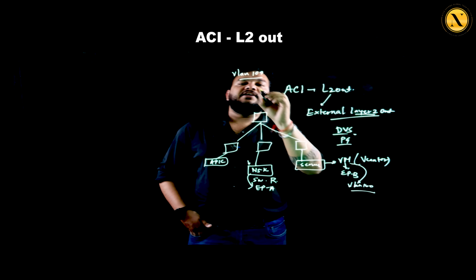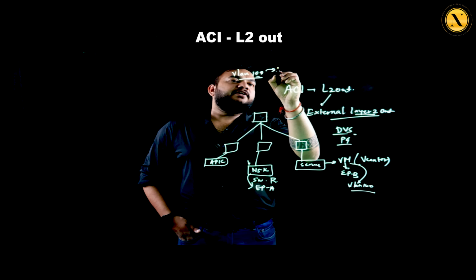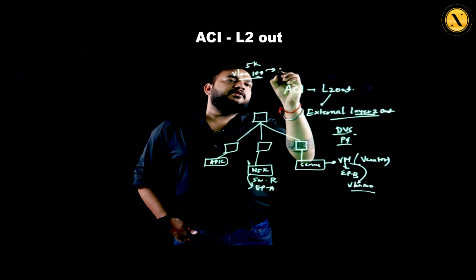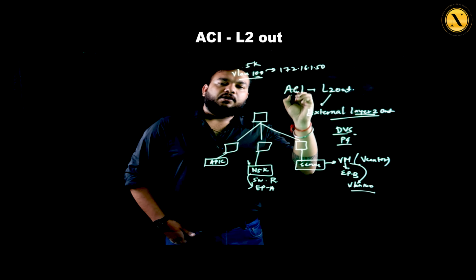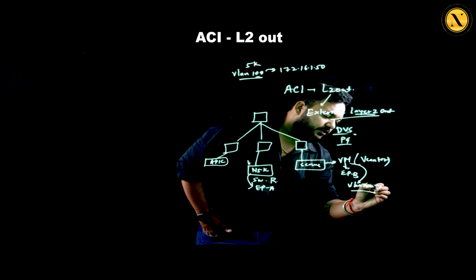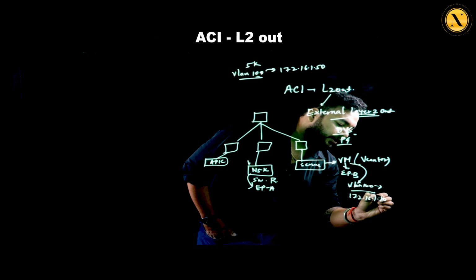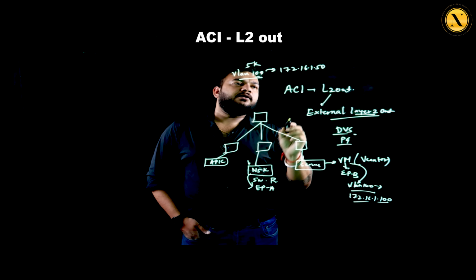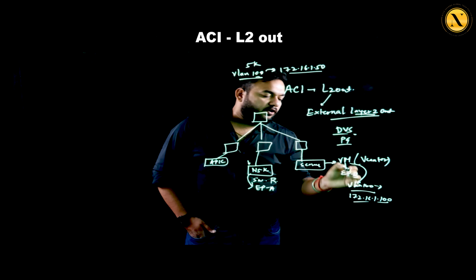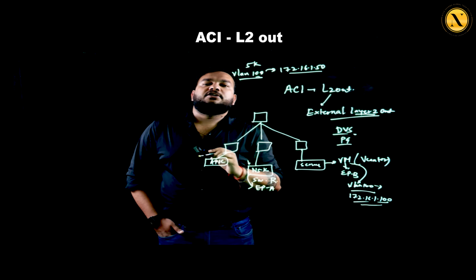Both are in the same VLAN, and for example the IP address which I have given in this VLAN 100 for your Nexus 5K is, let's say, 172.16.1.50. And over here for this VM the IP address is 172.16.1.100. Okay, so I'm trying to have communication within the same subnet, from 1.50 to 1.100. In your L2 out, you cannot change the subnet.